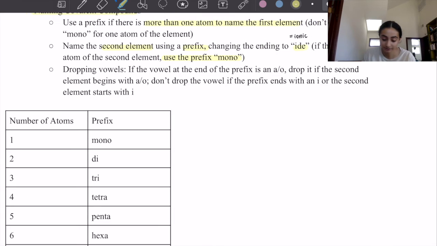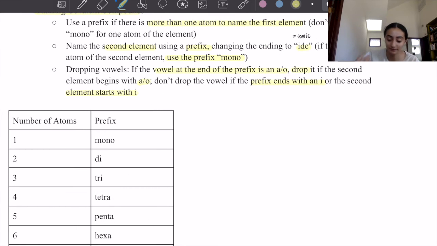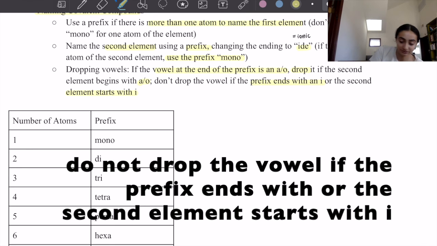And then there are certain rules with dropping the vowels. So if the vowel at the end of the prefix of the first element is an A or an O, you drop it if the second element starts with that same vowel, A or O, but you don't do that if it starts with an I.